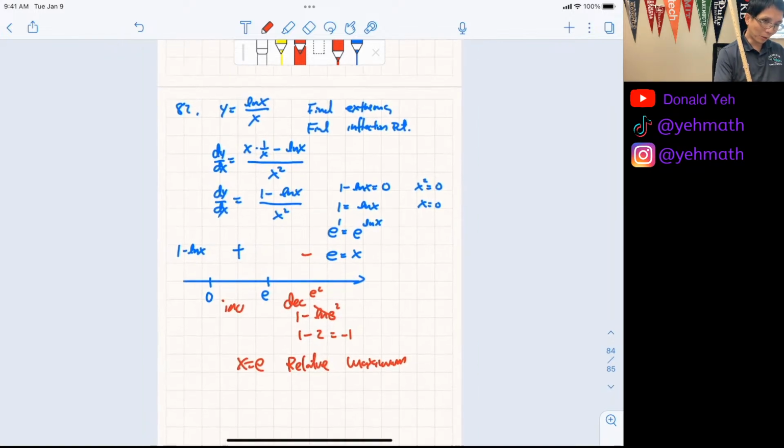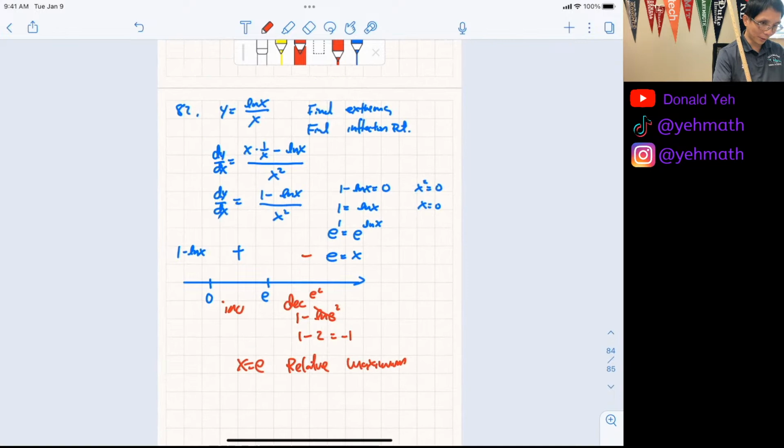All right, so how do I figure out what the y value is? Well, I can plug e into the original function. So it'll be natural log of e over e, which is 1 over e, right? That's actually the relative maximum.